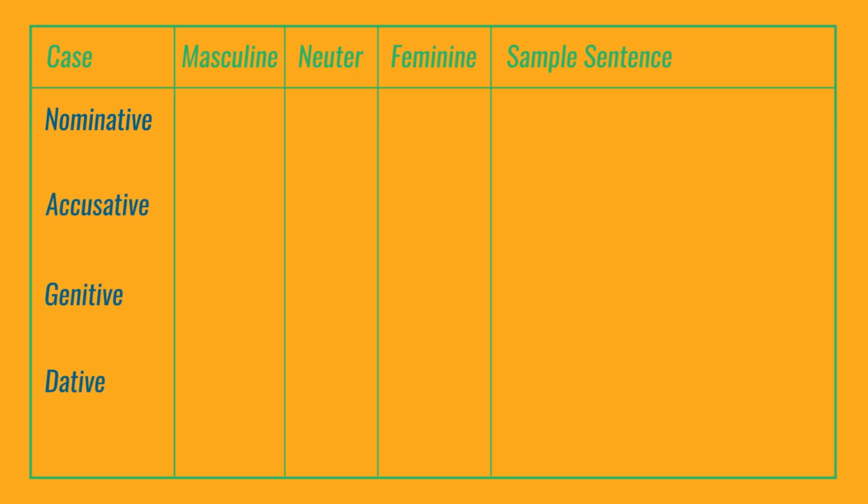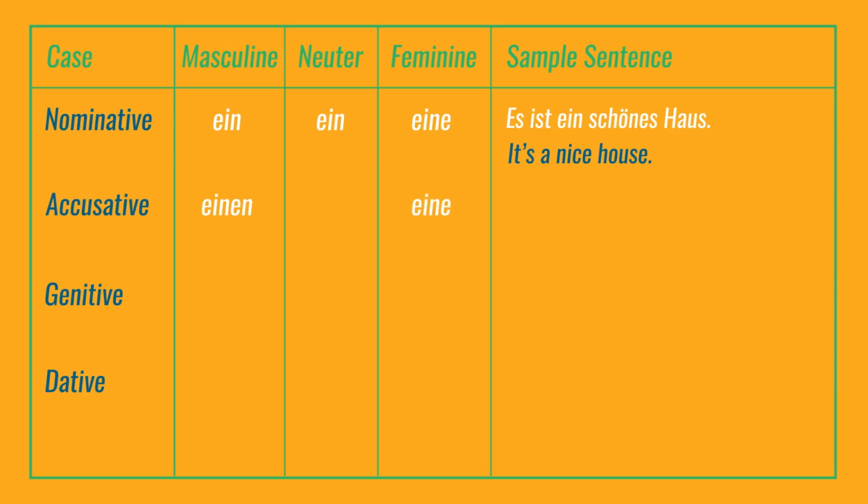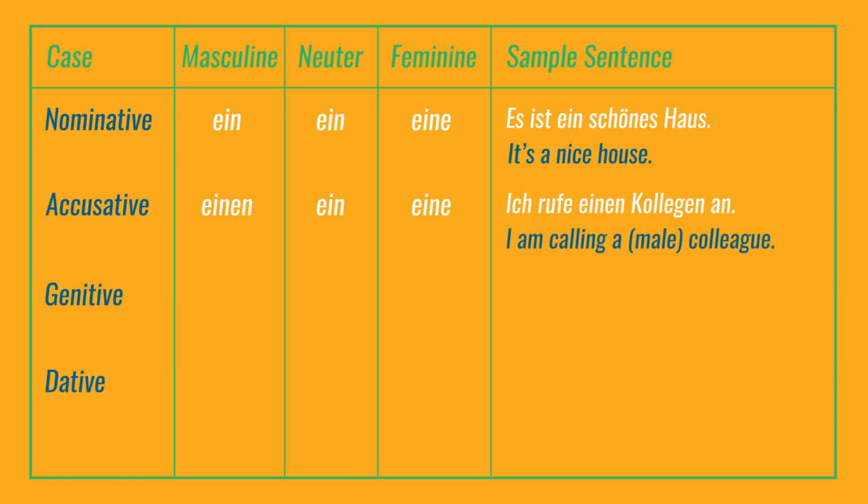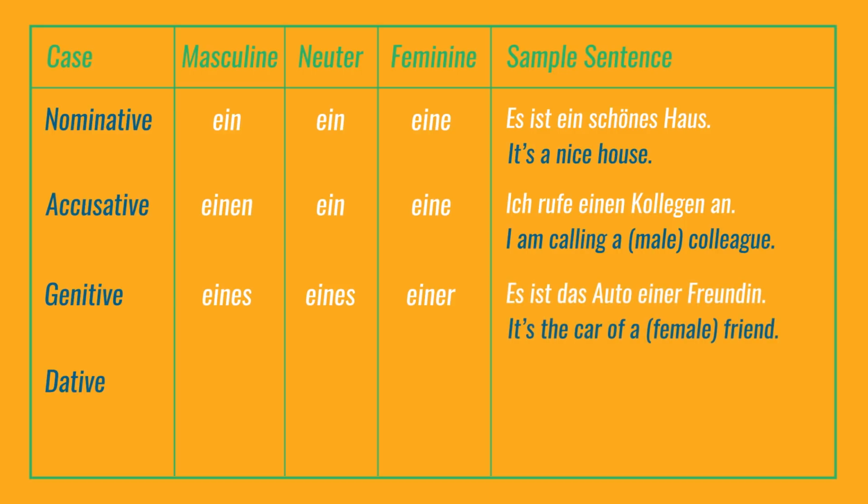If the noun is in the nominative case, the articles are ein in masculine and neuter and eine in feminine. For example, es ist ein schönes Haus, meaning it's a nice house. If the noun is in the accusative case, it's einen masculine, eine feminine, and ein neuter. An example would be, ich rufe einen Kollegen an. I am calling a male colleague. If the noun is in the genitive case, the articles change to eines, masculine neuter, and einer, feminine. For example, es ist das Auto einer Freundin, meaning it's the car of a female friend.